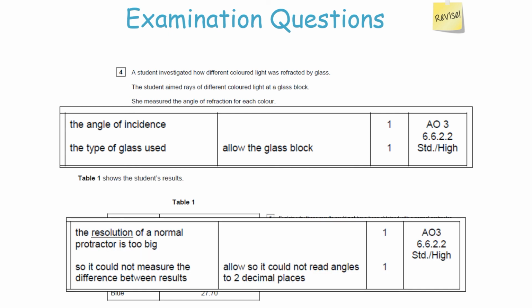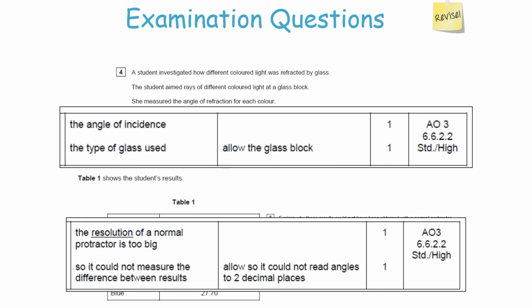So we would say that the resolution of a normal protractor is too big, it's too large of a value to get those smaller numbers, because the resolution of a protractor is probably going to be to 1 degree, not to 0.01 degrees, which is 2 decimal places. So therefore you wouldn't be able to measure the difference between the results. So you could not read the angles to 2 decimal places on the results table. Remember, for any results you are given, you should always record it to the same number of decimal places that the measuring device can read to, which is the resolution.